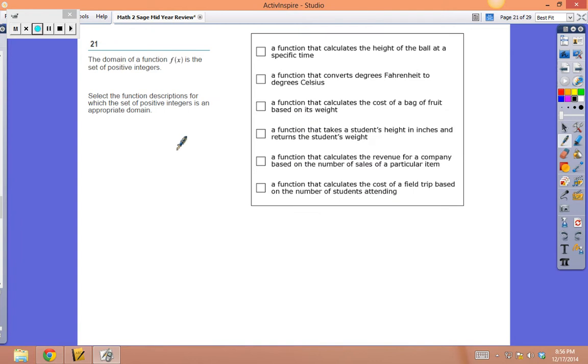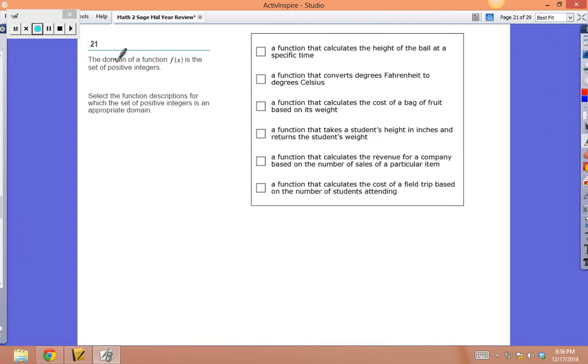Okay, this is an awesome question. The domain is restricted to the positive integers. So that is 1, 2, 3. There are no numbers in between. You cannot use 1.5. So you got 6 options here. Of the 6 options, which ones will make sense for the domain to be positive integers?